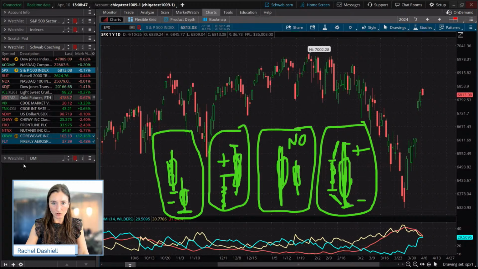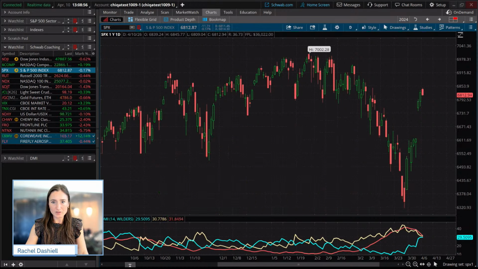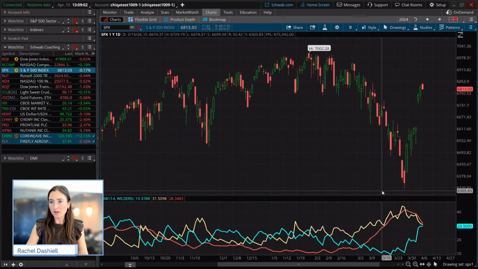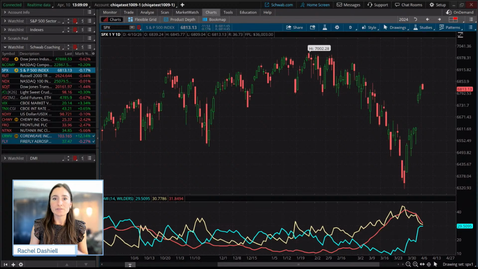I'm going to get rid of all of these drawings on the page. Okay, we're going to get rid of all of my drawings there. Now that we've talked about how to calculate it and how you get to these values, let's talk about how to decipher trend.